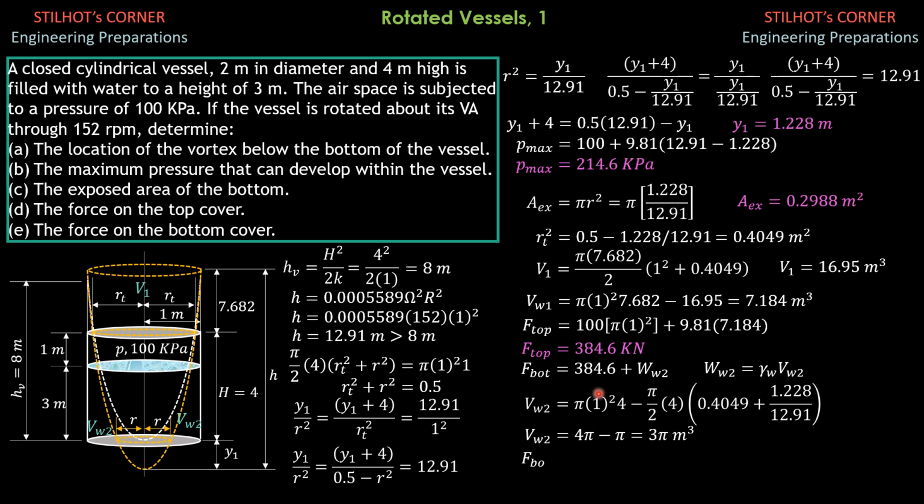So therefore, the force on the bottom is 384.6 plus 9.81 times quantity 3 pi. So the force on the bottom, therefore, is equal to 477.1 kilonewtons. So that's it for this video, to shorten it.